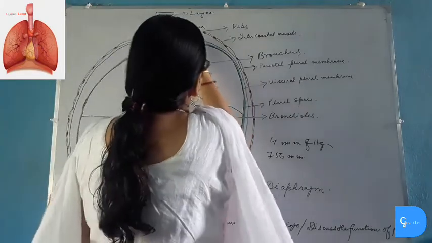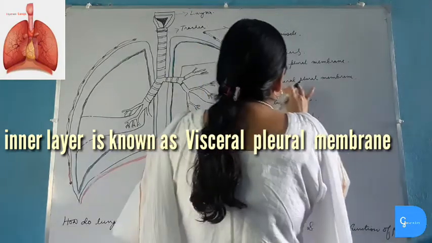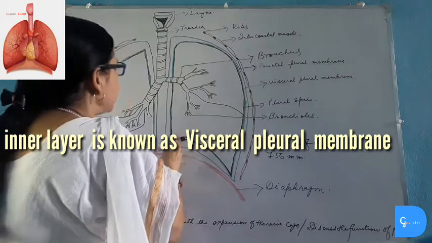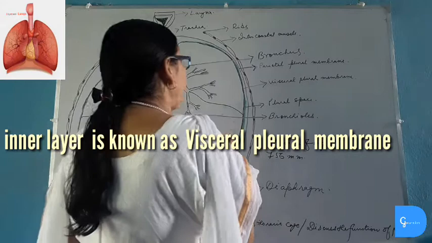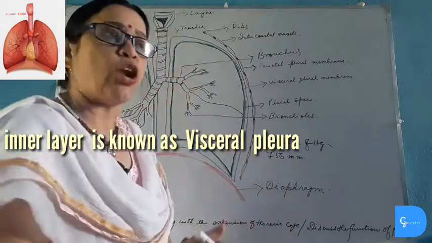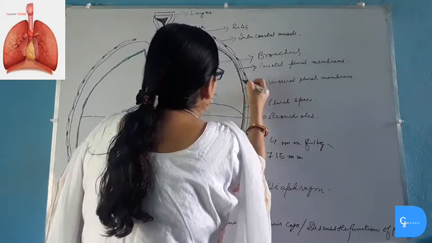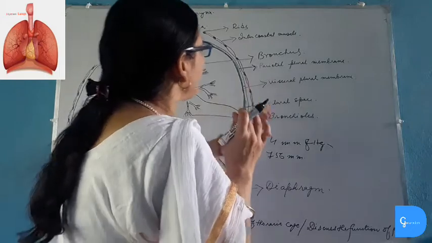Another membrane, known as the visceral pleural membrane, is the inner wall, and this visceral pleural membrane goes along with the lining of the lungs, that is, it surrounds the surface of the lungs. This also remains fixed with the lungs and cannot be peeled off. There is a space between the parietal pleural membrane and the visceral pleural membrane. This space is known as the pleural space.